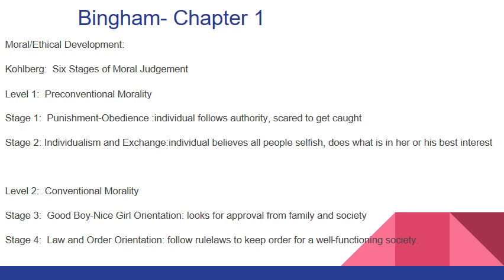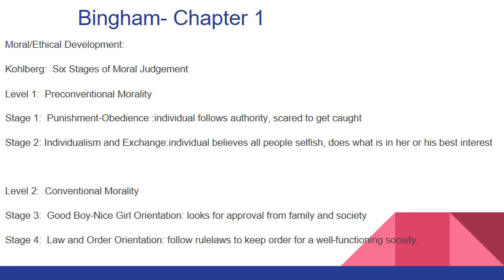Next is level 2, conventional morality, which is a higher level of morality. In stage 3, it's called the good boy, nice girl orientation. During this stage, children look for approval from their family and society. If they are getting approval from their family or from their peers, then they will continue to do that action. They consider what is moral or what is right based on how others perceive it.